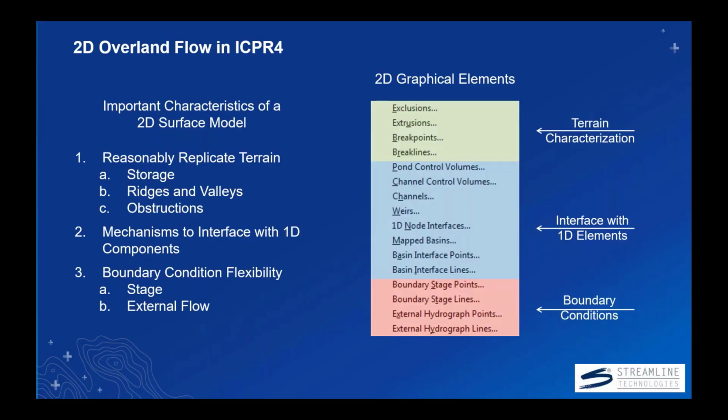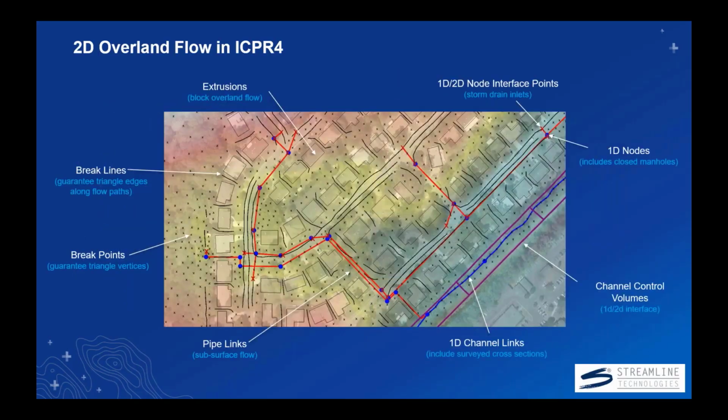The way we develop the computational mesh is we use graphical elements, and we have 3 categories of these graphical elements. We have some that are used for terrain characterization, some that interface with the 1D elements, and then some of those are used for boundary conditions. And we can take a look at just a few of these. If we want to model flow between buildings, for example, we can add polygons that represent the buildings, and we refer to those as extrusions.